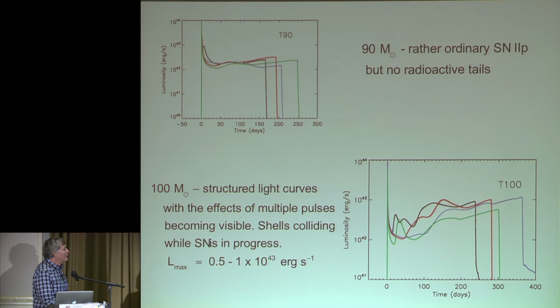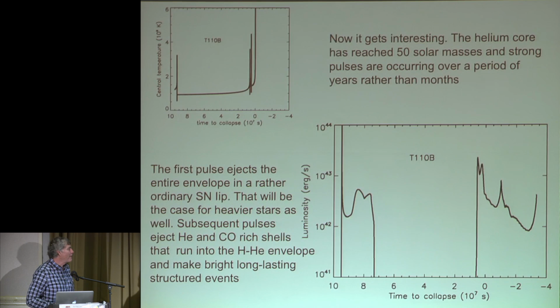Go on up, now you start to see something interesting. 100 solar masses, structured long type 2P. So what's happening is additional pulses are happening while the plateau is in progress. And so you're getting peaks from shell collisions inside the photosphere of the type 2P supernova that's in progress. Ought to exist.